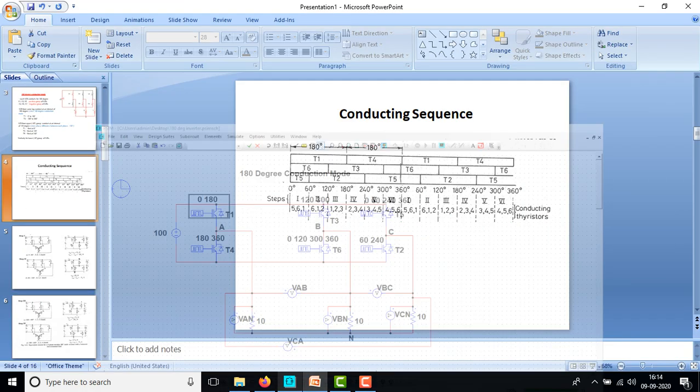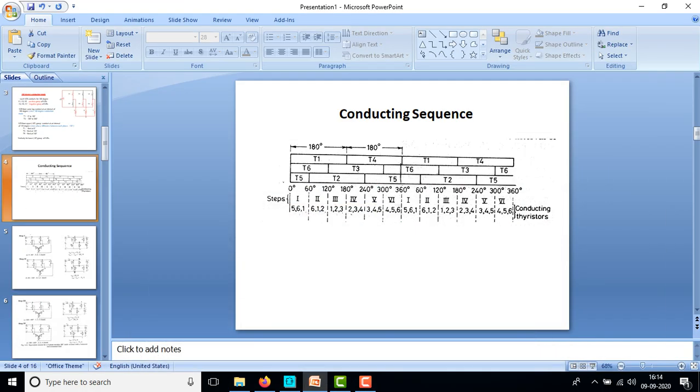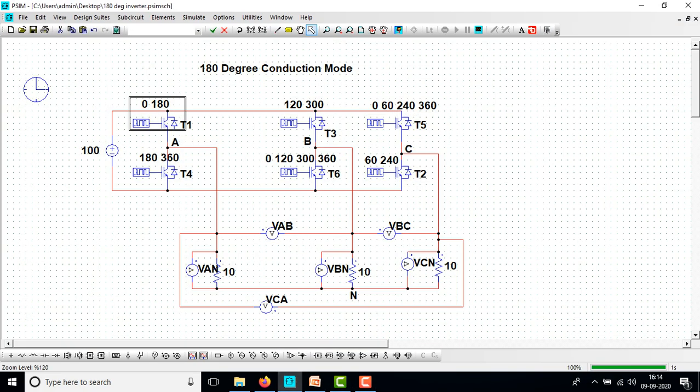Similarly for T2, before T5 the conducting transistor is T2. So it will conduct from 60 to 240. So these 2 devices will have 4 switching points. The remaining 4 SCRs, 4 switches, will have 2 switching points.